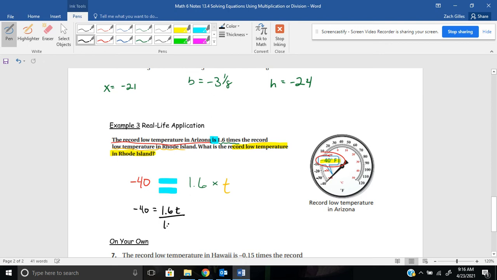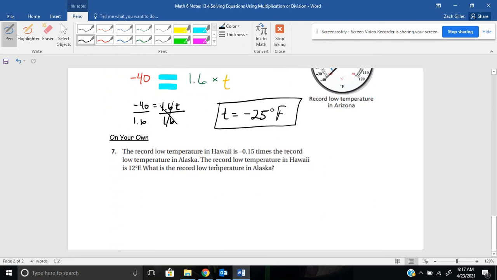So I'll divide each side by 1.6. Divide by 1.6. Those two will cancel out to equal 1. 1T is equal to, and then it's just a little bit of math. 40 divided by 1.6, and that would give you 25. And a negative divided by a positive is a negative. And also remember we're talking about degrees Fahrenheit here. So the record low temperature in Rhode Island is negative 25 degrees Fahrenheit. We've definitely passed that here in Wisconsin.